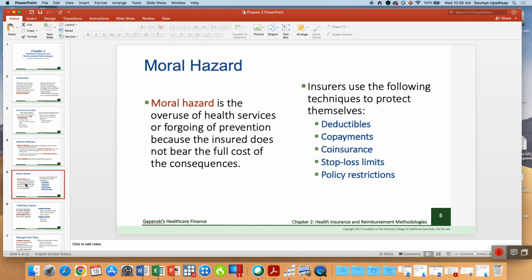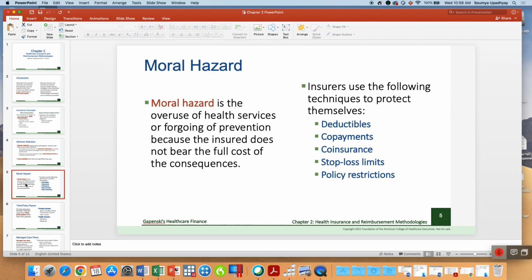Moral hazard is the overuse of health services or foregoing of prevention because the insured does not bear the full cost of the consequences. To overcome that problem, they have a system where they ask you to pay a high deductible. Unless you pay like a $2,000 deductible for your family or a $1,500 deductible for yourself, the insurance never even kicks in. You pay a co-payment of $20 for every visit you make to the doctor. You pay a co-insurance of 20% out of pocket for every visit that you make to the doctor.